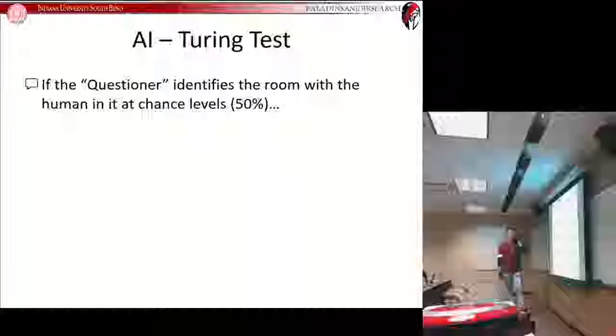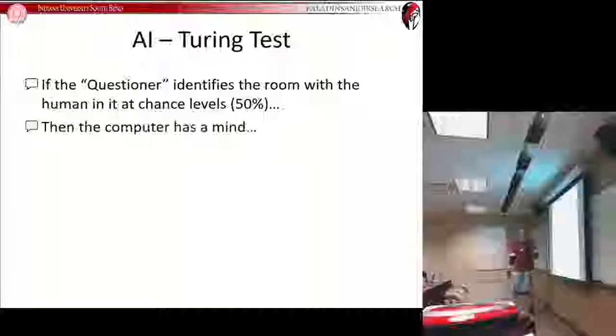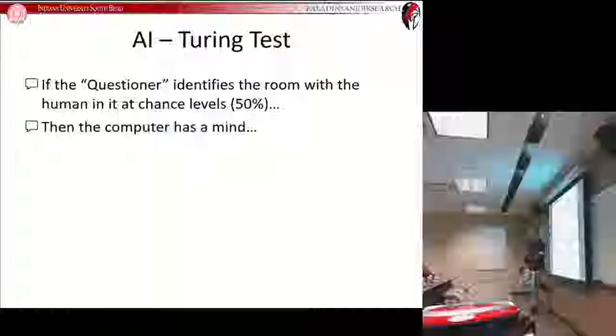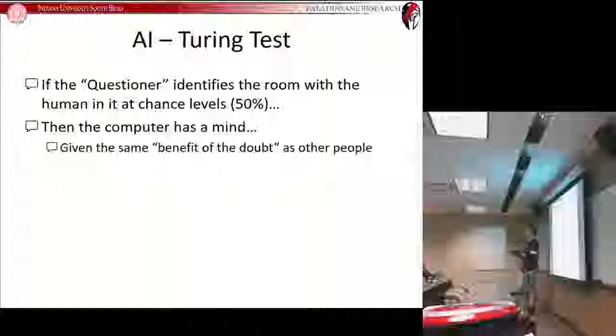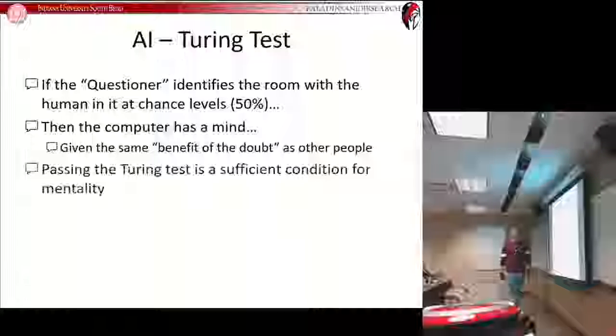So, like I said, if the questioner identifies the room with a human at chance levels, then we conclude, according to the Turing test, that the computer has a mind, because again, this is the same benefit of the doubt that we give to other people. So if I carry on a conversation with you and you sound like a regular individual, then usually I would assume, yes, you have a mind. Same way for interactions with computers.